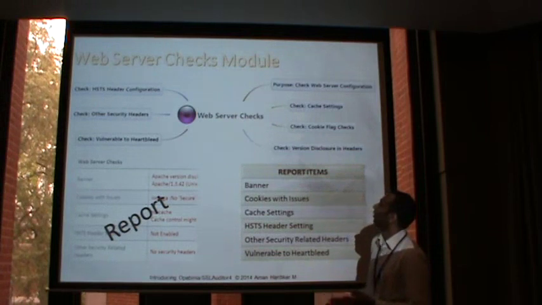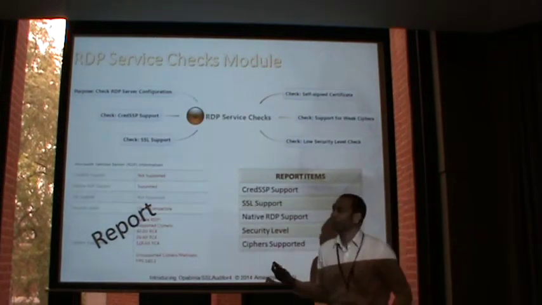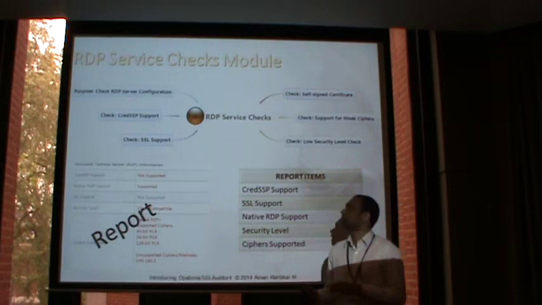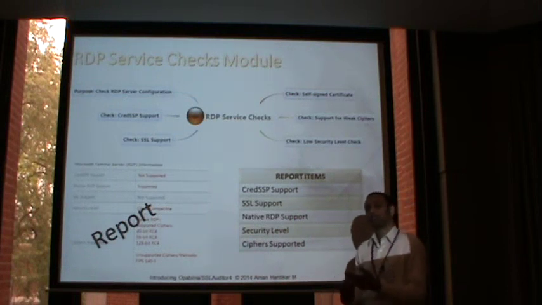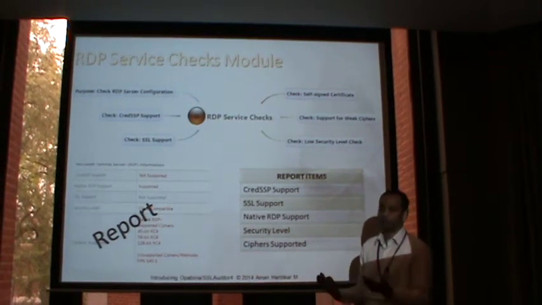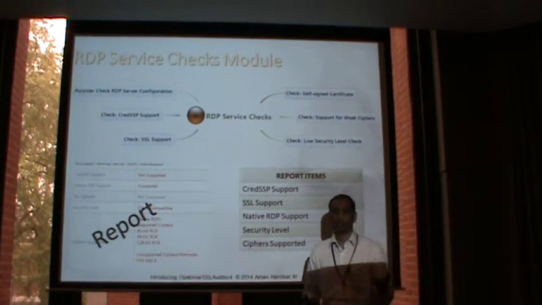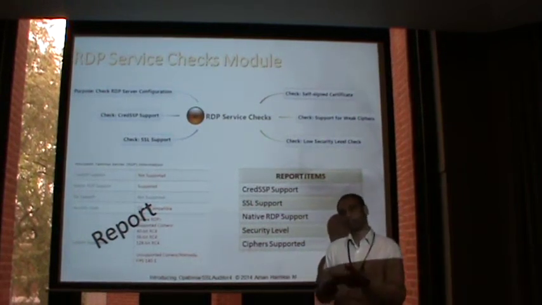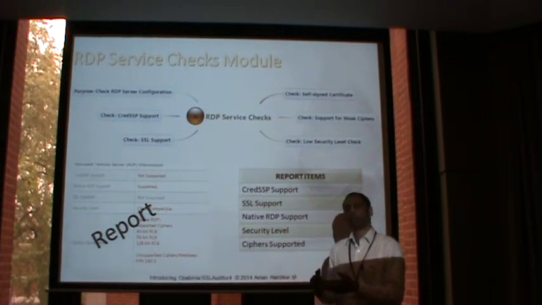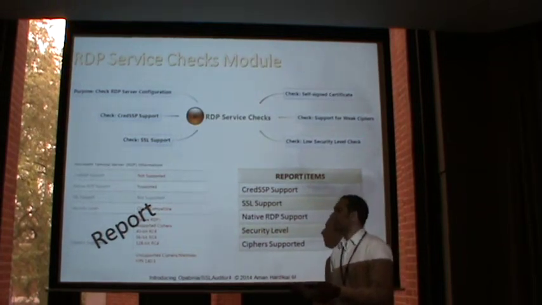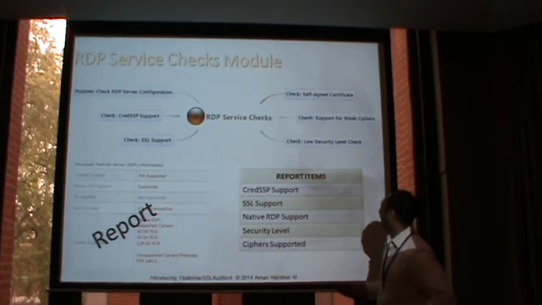Now let's look at the other module, which is the RDP service. RDP service supports 3 protocols. So this module checks for the support of each of these protocols. One is RedSSP, SSL, and native RDP. And if SSL is enabled, it will check for self-signed certificates and weak ciphers. If native RDP is enabled, it will check for the security level as well as the cipher supported by the service.